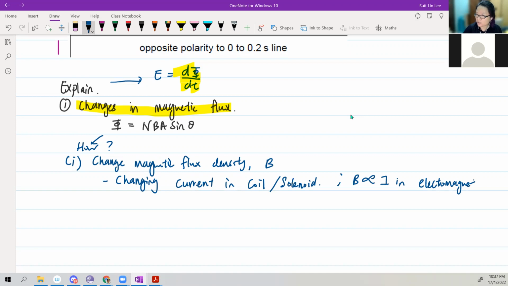Because remember, magnetic flux is directly proportional to current in the electromagnet. So sometimes some questions can be very confusing because you have two coils. You can have, find the picture.